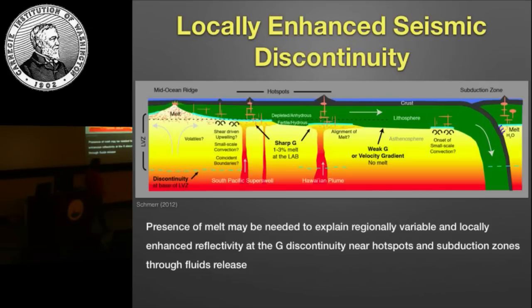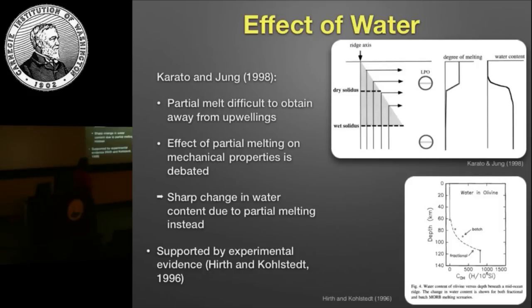Now, Nick, a couple of years ago, also proposed that melt is probably present beneath upwellings, because when he maps this Gutenberg discontinuity, you see that the signal is strongly enhanced underneath hotspots, for instance. So melt is a possibility, and water is another possibility that has been proposed by Karato a few years ago, because the argument was that partial melt is difficult to get away from an upwelling, and if the lithosphere-asthenosphere boundary is chemical, it should be seen everywhere.